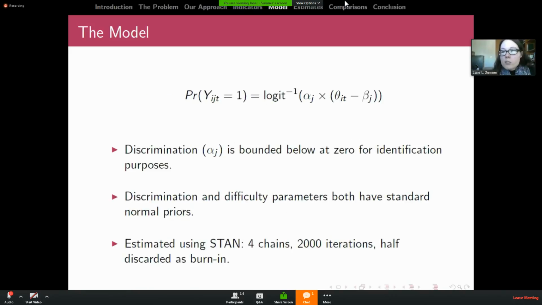The discrimination parameter here is bounded below at 0 so that the model is identified. So in other words, we orient all of our indicators so that higher levels always indicate more personalism and the low value always indicates less personalism. This is just for orientation purposes. In this case, both the discrimination and the difficulty parameters have standard normal priors. And we estimate the model using Stan. So we run 4 chains, 2,000 iterations, and we discard the first half as burn-in.